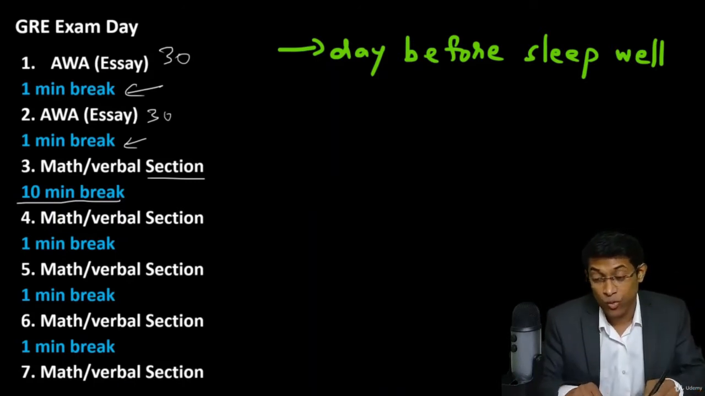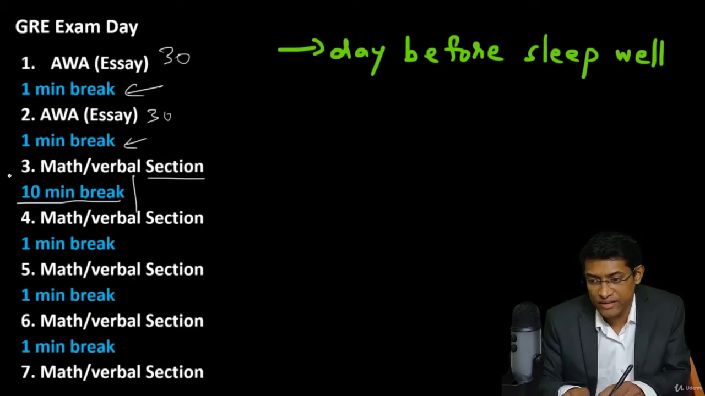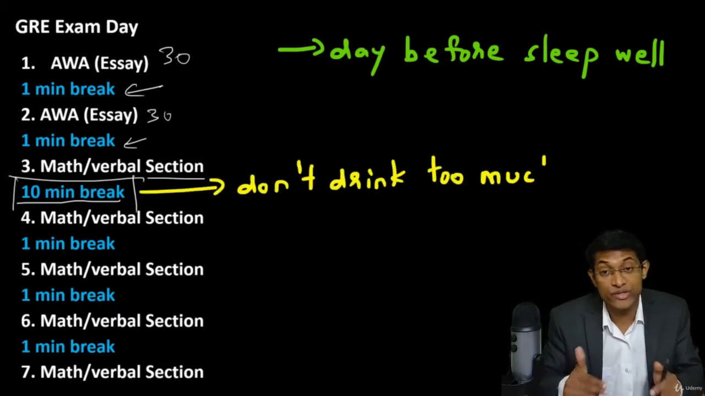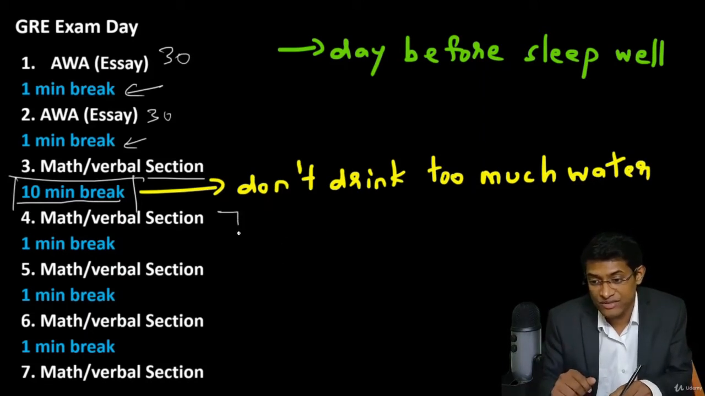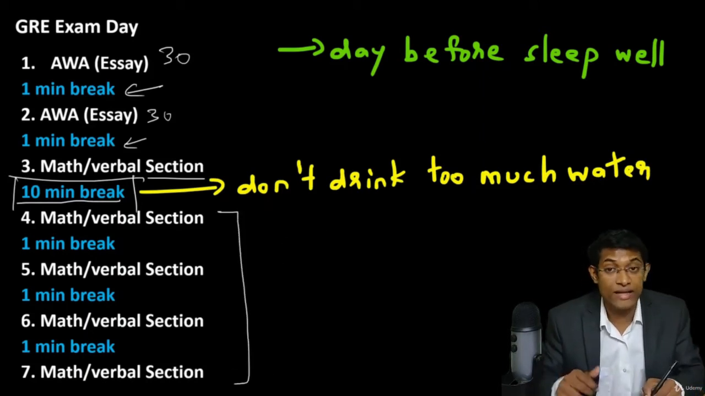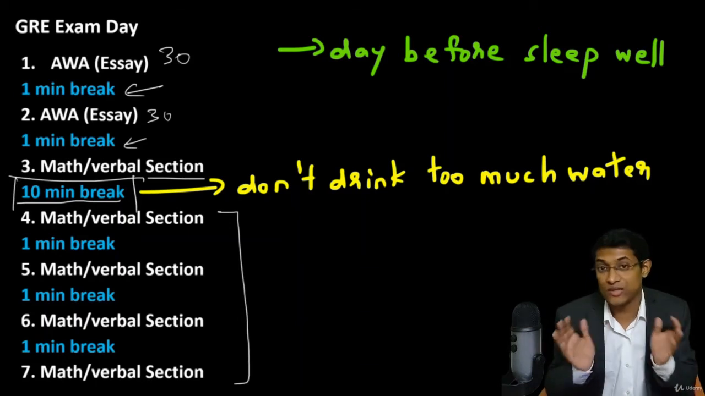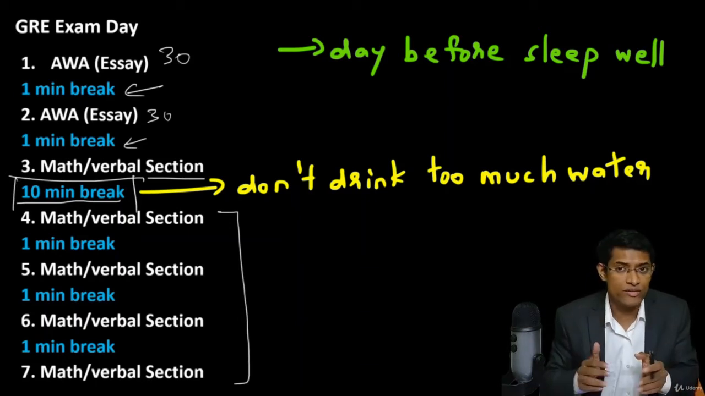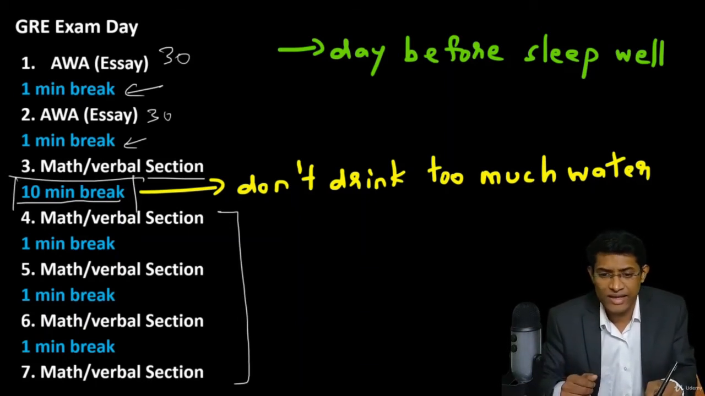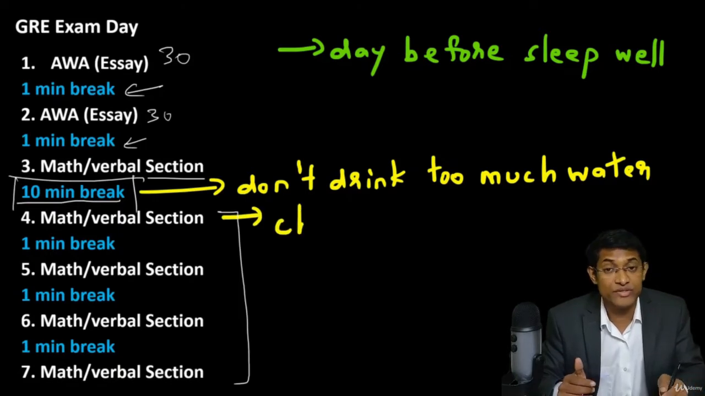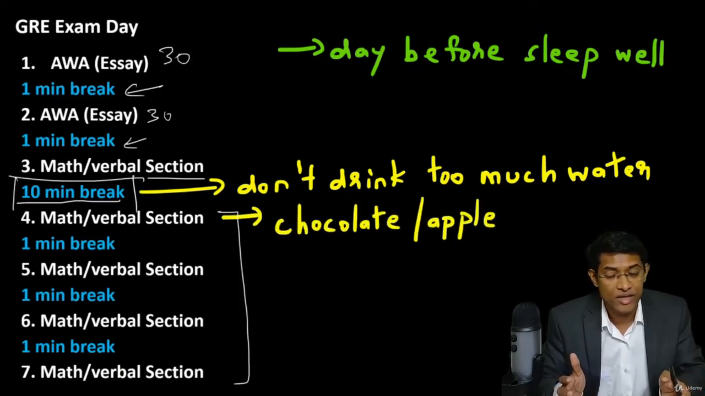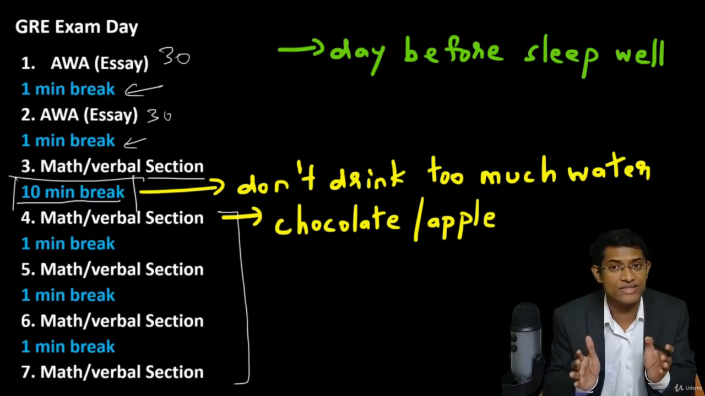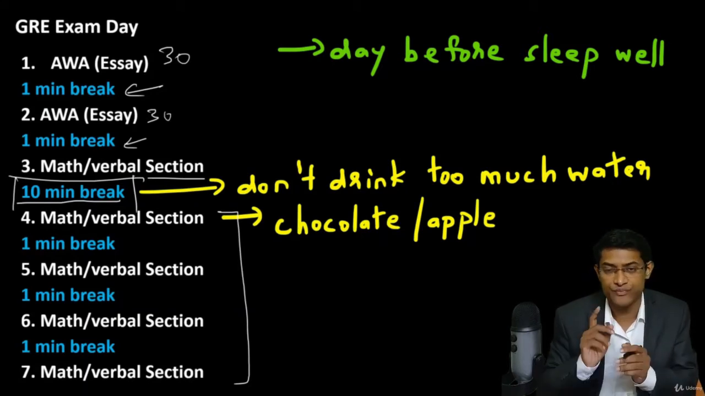All right. Now, what do you do in this 10-minute break? Let me tell you what you should not do. Don't drink too much water, because after that, again, you have to sit for the exam for quite a long time and you might get the sensation to pee. So let's avoid that. Don't drink too much water. Maybe you can have a sip of water, and then do try to eat something. Maybe chocolate or an apple is a good idea, because you need to be in peak mental state for quite some time after this.